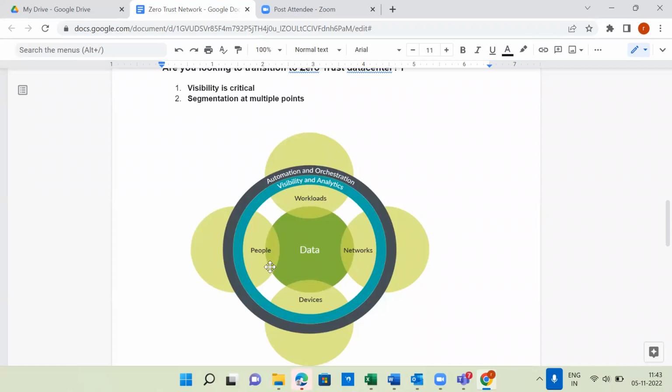So by implementing visibility and analytics using machine learning capability as well as artificial intelligence, and also automation and orchestration. So that is the second design guideline principle we have to implement.